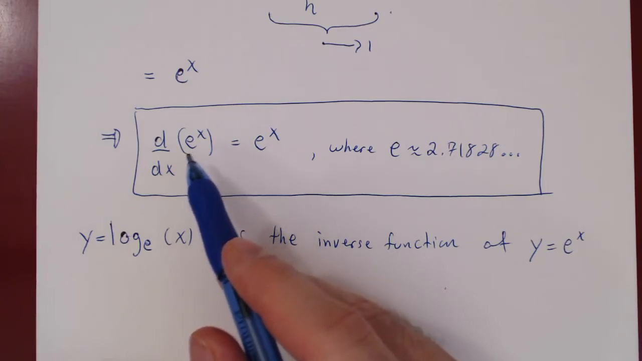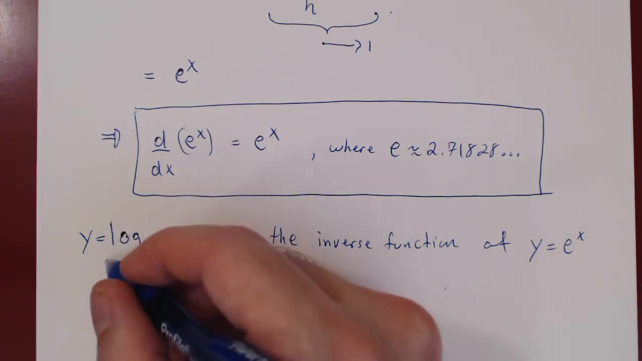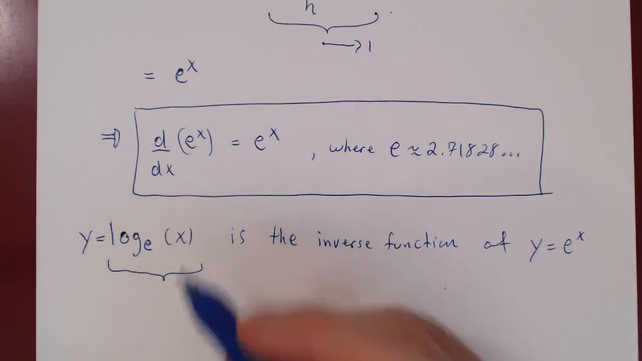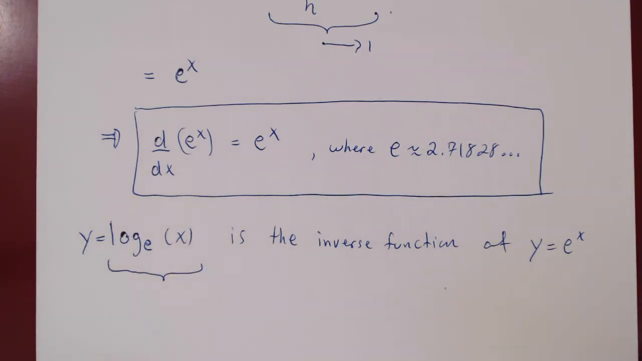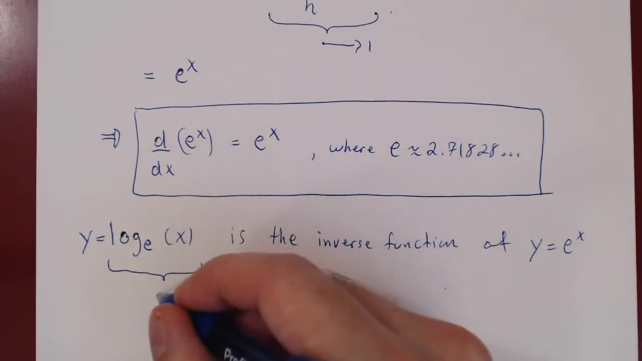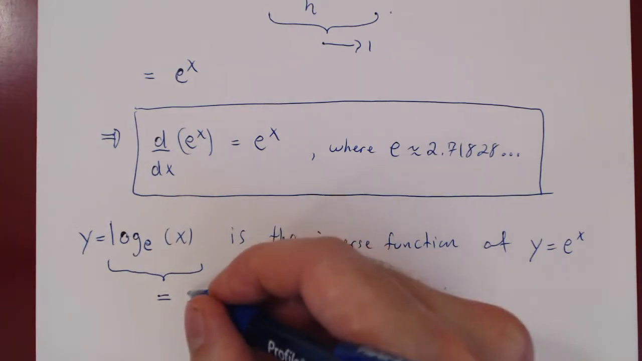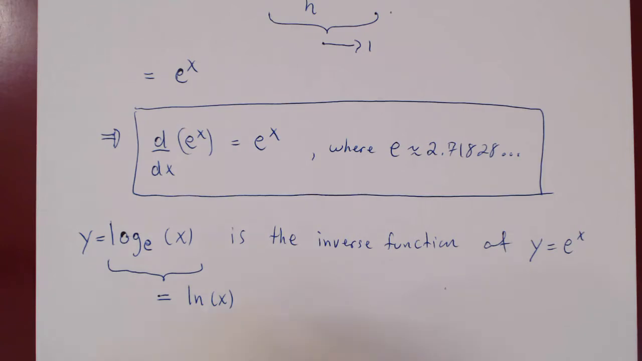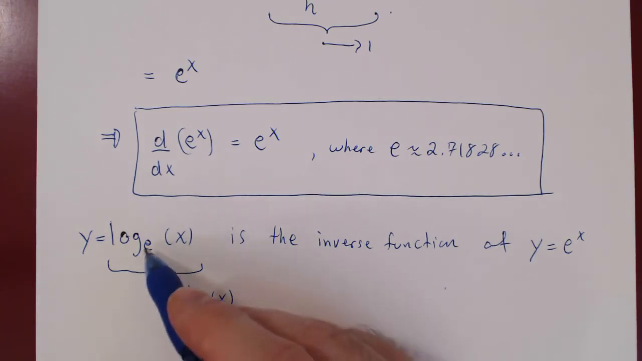And because e is such a special number, we actually give this a new name. We will never write log base e of x. As we will see in our next videos, the base e is so important that we will give its logarithmic function a special name. We will simply write this as ln of x, and we call this the ln of x. All it is is the special logarithmic function base e.